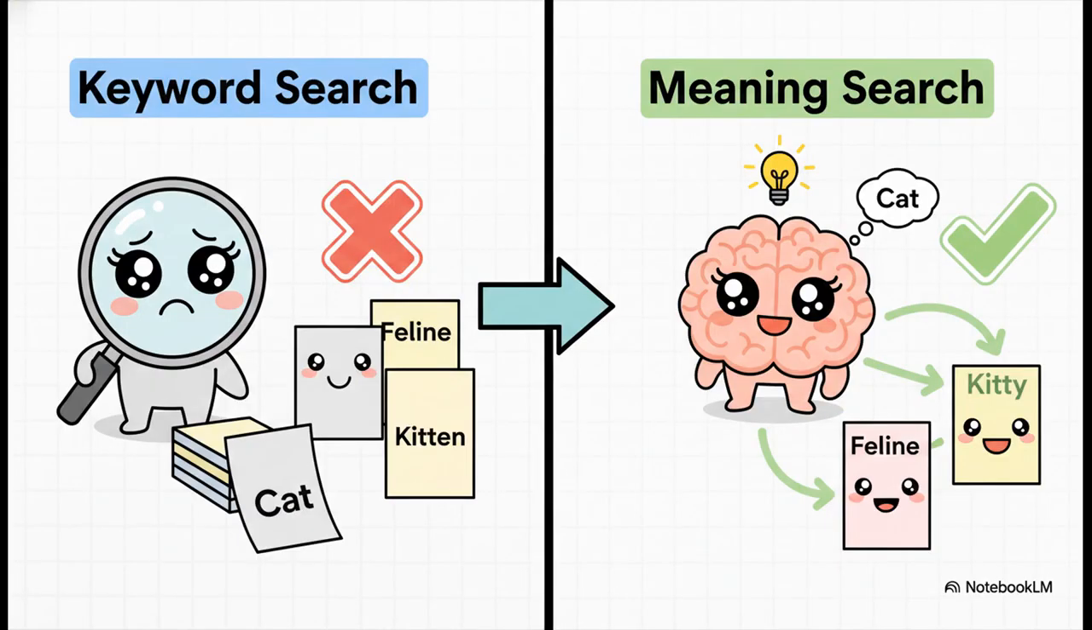And that right there, that's the whole game. We are moving beyond old-school keyword search where you had to guess the exact right term to find something. This is all about meaning-based or semantic search. It lets a system find stuff that's relevant to your idea, even if the words don't match perfectly. That's the real power of RAG.